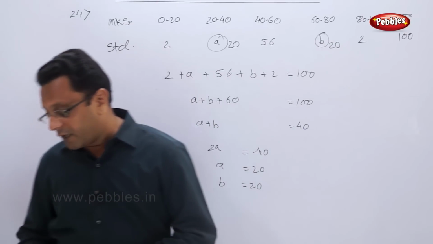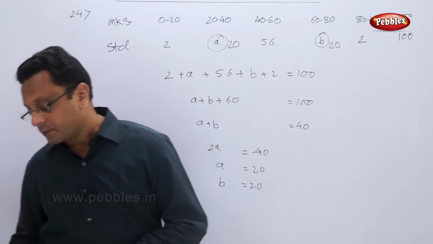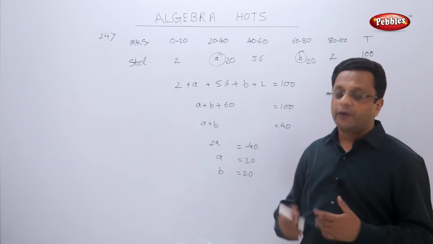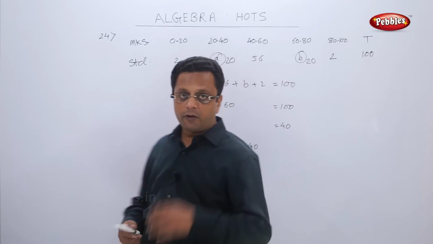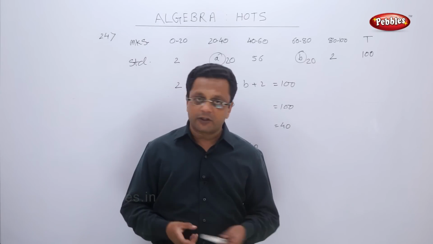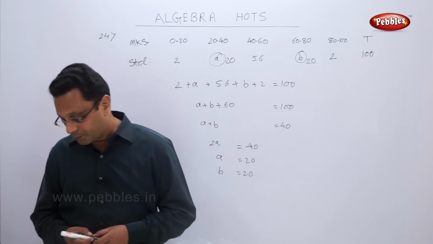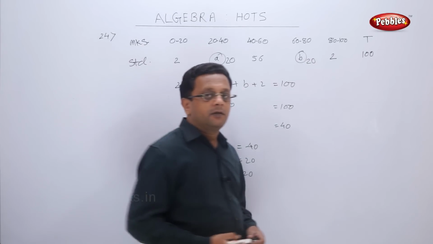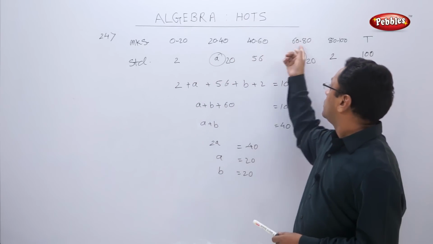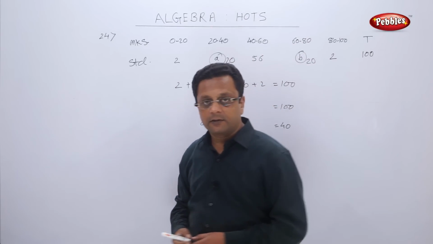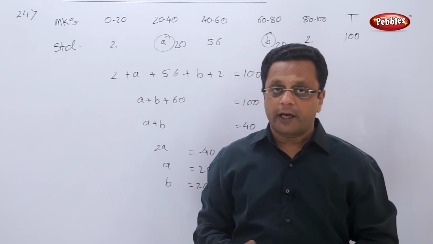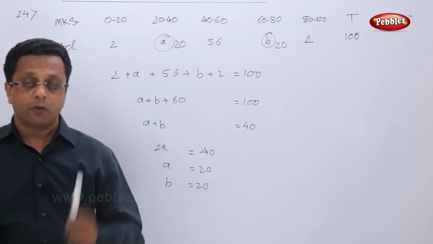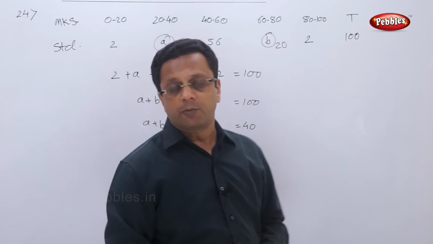Now once the values of A and B are found, it is very easy to draw the histogram and frequency polygon. So pause your video here and draw them. You will have to take the number of students on the y-axis and the groups on the x-axis. First draw the histogram, and on the same graph paper draw the frequency polygon. So please pause your video here and complete this problem.